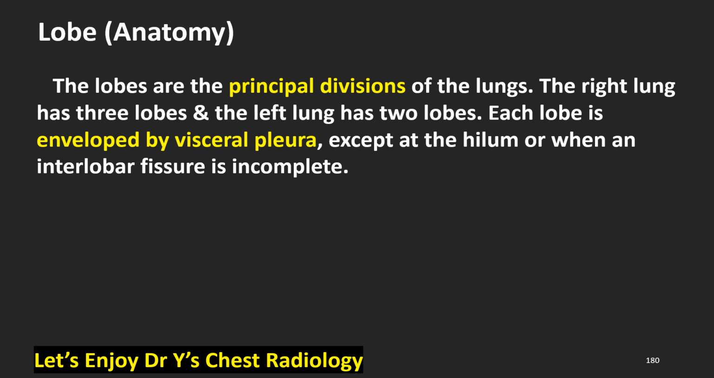Lobe anatomy. The lobes are the principal divisions of the lungs. The right lung has 3 lobes and the left lung has 2 lobes. Each lobe is enveloped by visceral pleura, except at the hilum or when an interlobar fissure is incomplete.